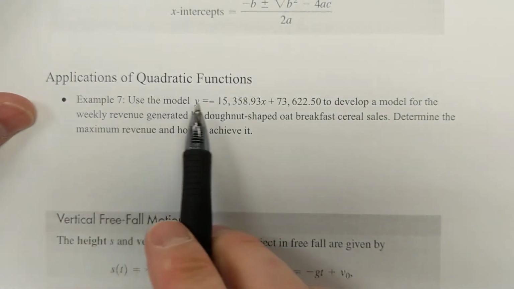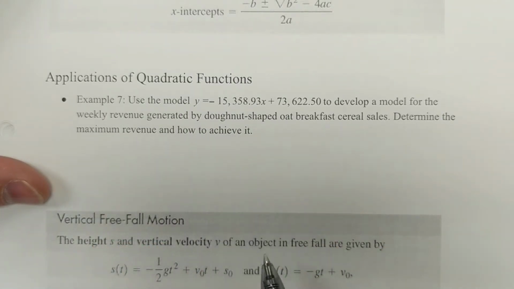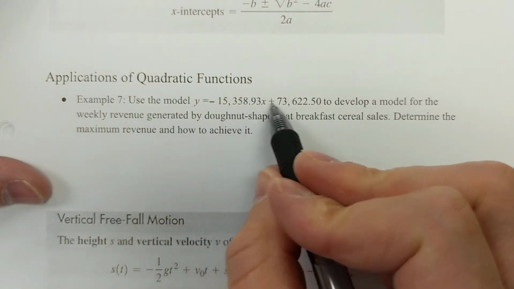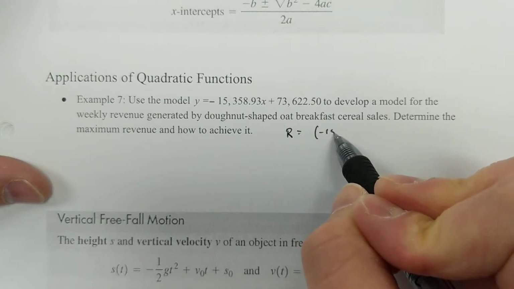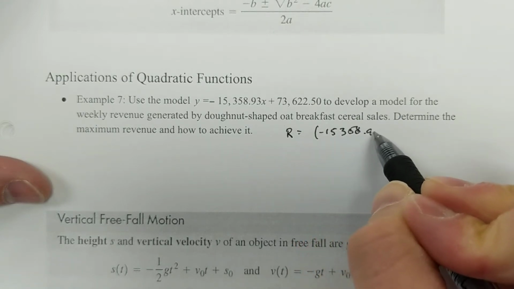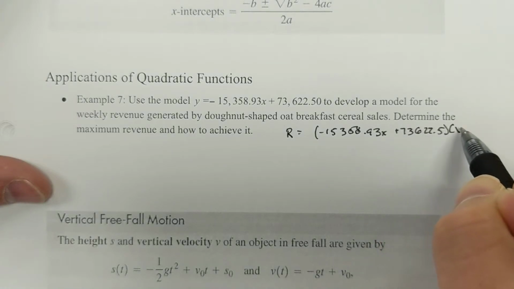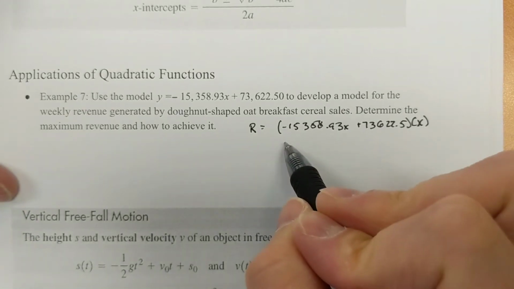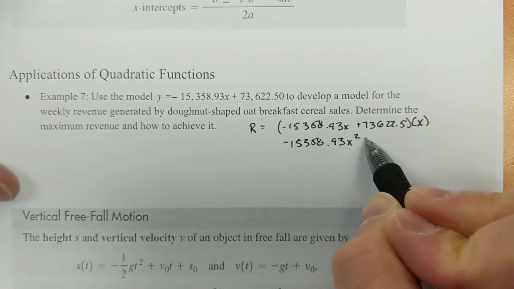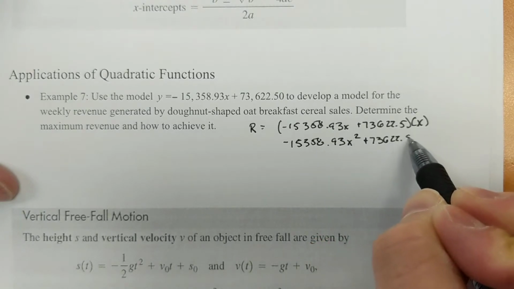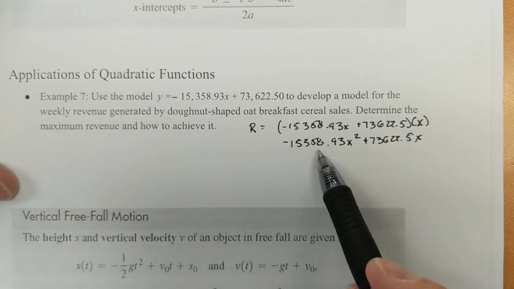So use the model of this to develop a model for the weekly revenue donated by cereals, determine the maximum revenue and how to achieve it. So this tells me how many boxes I sold. So if I want my revenue, that's the number of boxes I sell times how much each box costs. So this becomes negative 15358.93x squared plus 73622.5x. Now, this is a parabola, it's going to open down because it's negative.